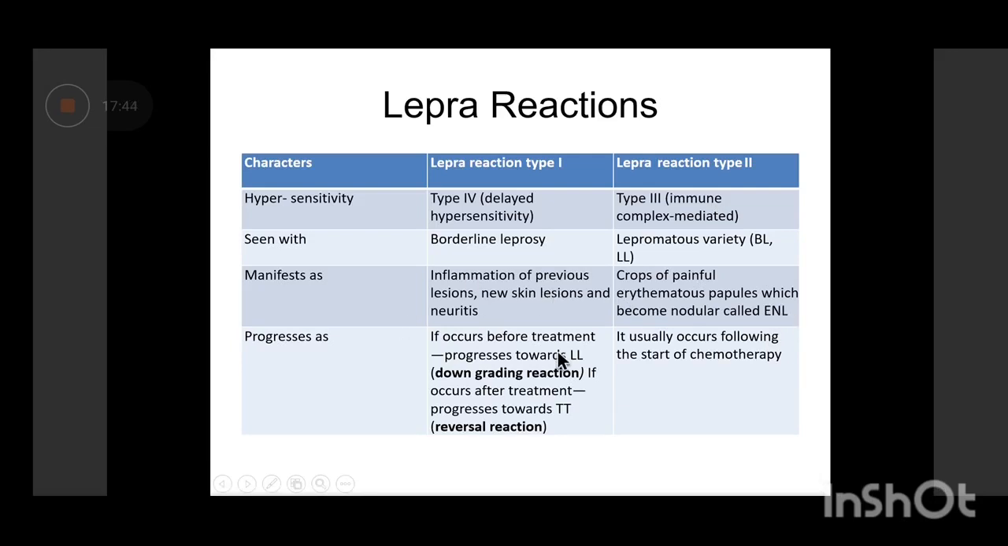Then lepra reaction type 1, if it occurs before treatment, progresses to lepromatous leprosy, which is a downgrading reaction. And if it occurs after treatment, it progresses towards tuberculoid leprosy. That is, there will be the reversal reaction, which is seen. And type 2 reaction generally occurs following the chemotherapy.